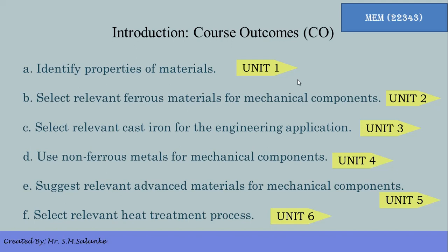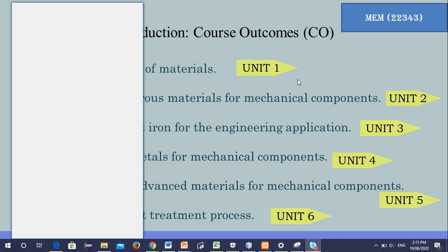Next, select relevant heat treatment processes. Here in this course outcome, we will go through the various types of heat treatment processes available, to find the most suitable option for our requirement. As you can see, the course outcomes are nothing but the different topics that we will go through in this lecture series, and these outcomes are whatever components or topics you will get to learn at the end of this series.